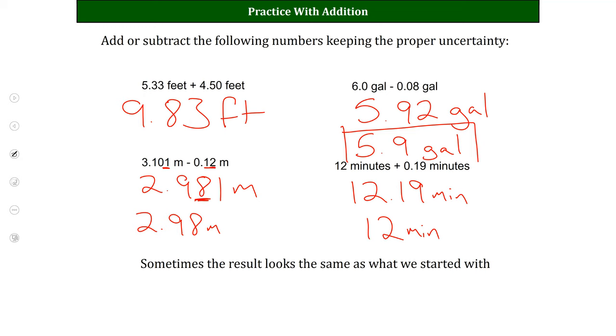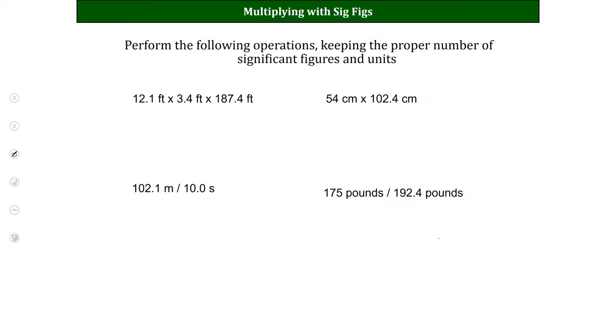All right, so any questions on addition and subtraction? Good. And in my mind, multiplication and division was even easier because we don't even have to think about the uncertainty, we just count sig figs. So let's do the same thing. Get a calculator answer, we'll write it up, and then we'll go through the rounding.